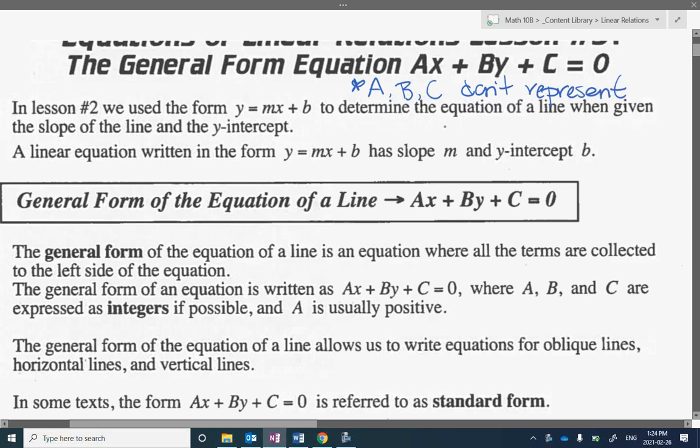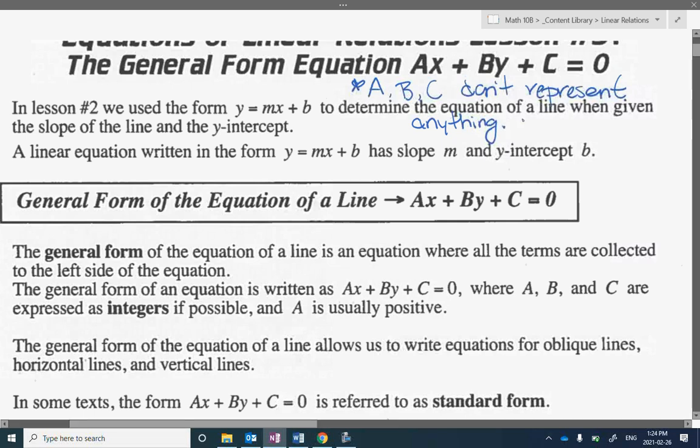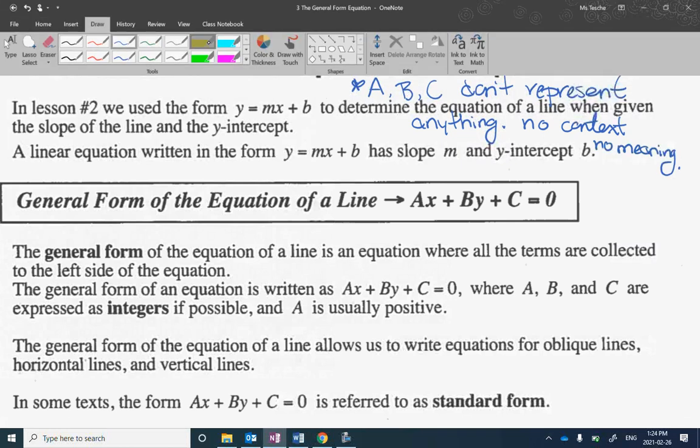Letters. But you would replace the letters with a number. So they're like coefficients. Like before, our coefficients on the x, like in our first form, the m would become a number. So like 3x, that 3 was our slope. The A, B, and C don't represent anything. They have no context, no meaning, just when it's in general form. So only when it's in this form is that the case.